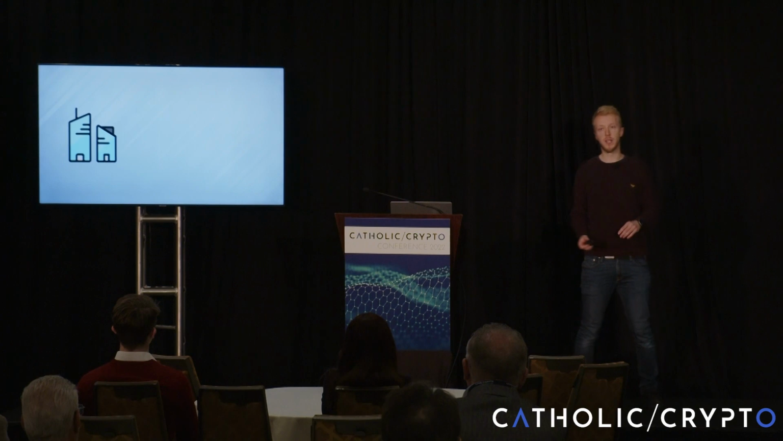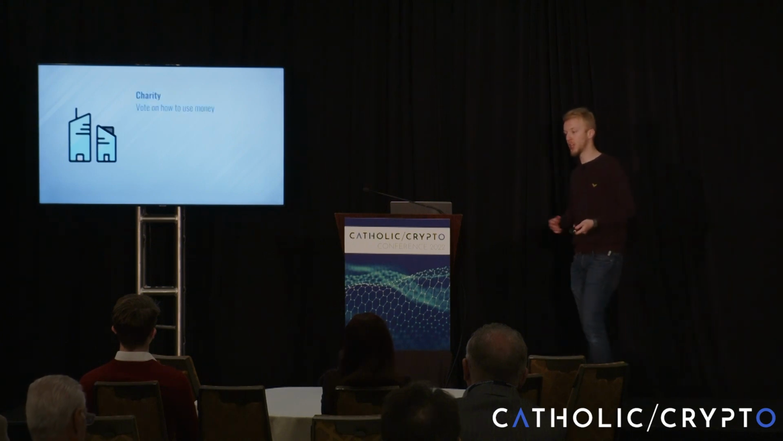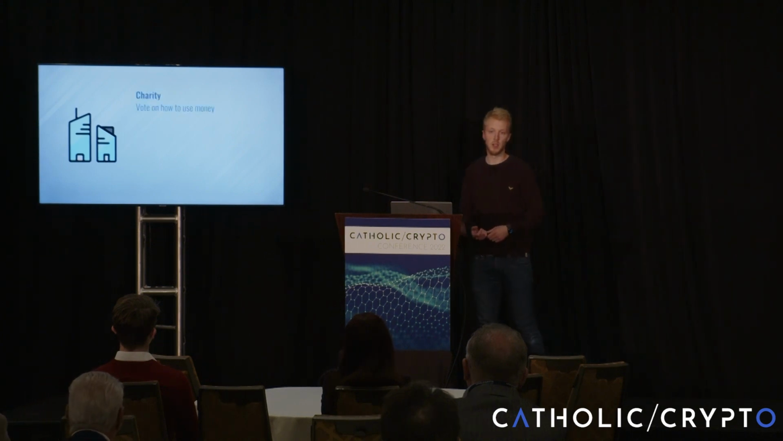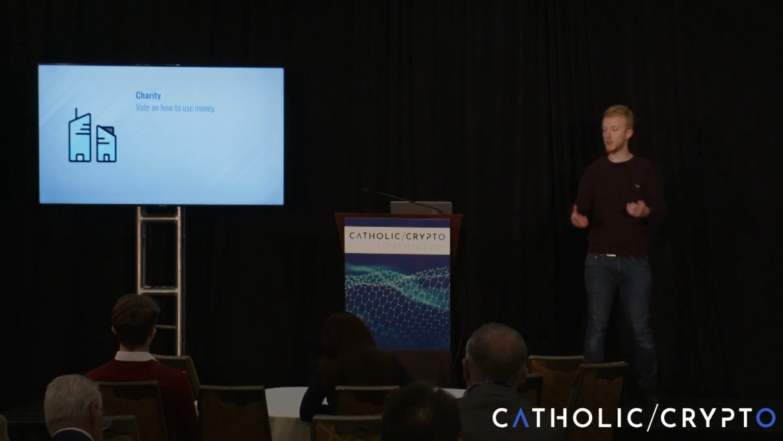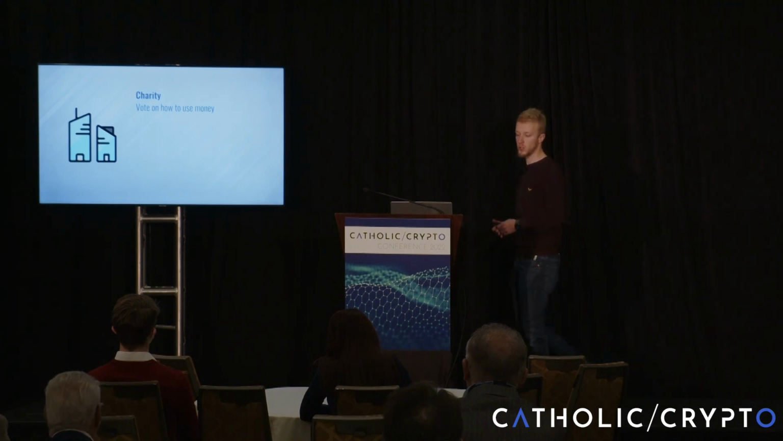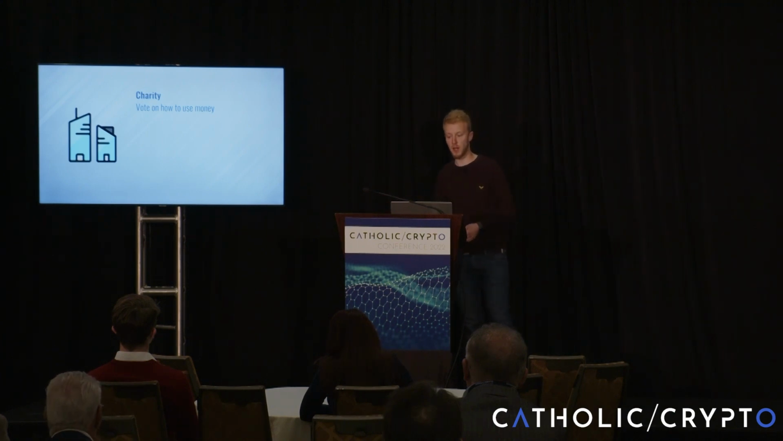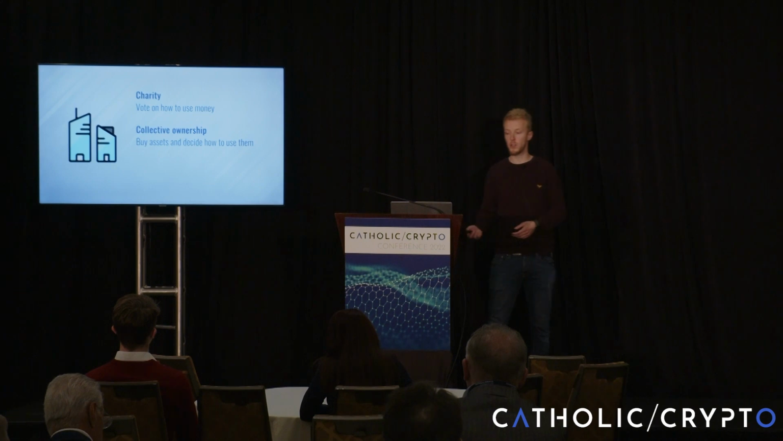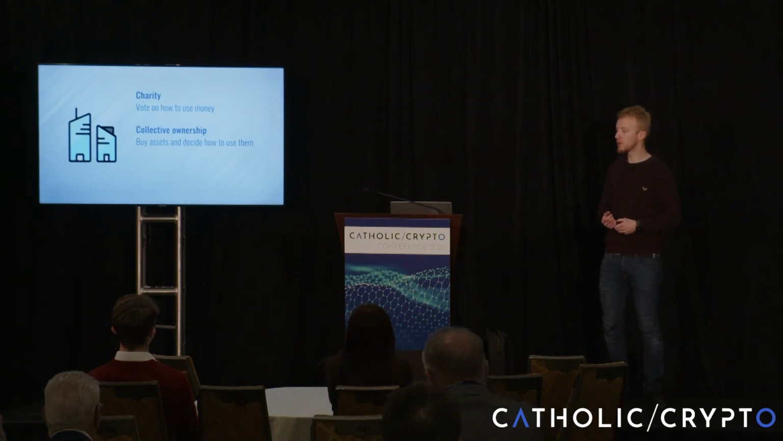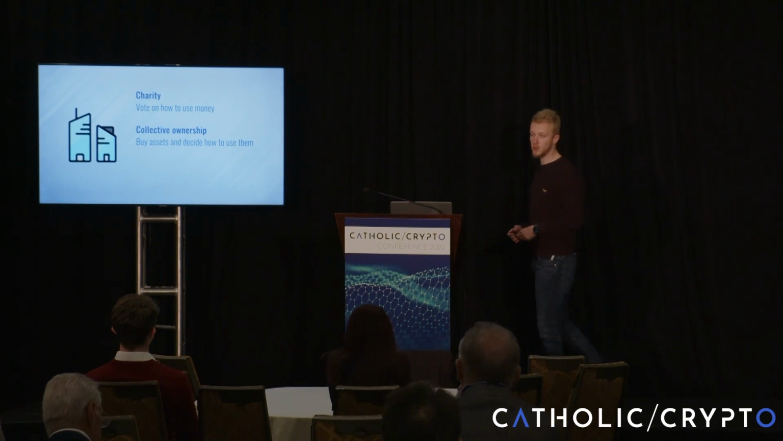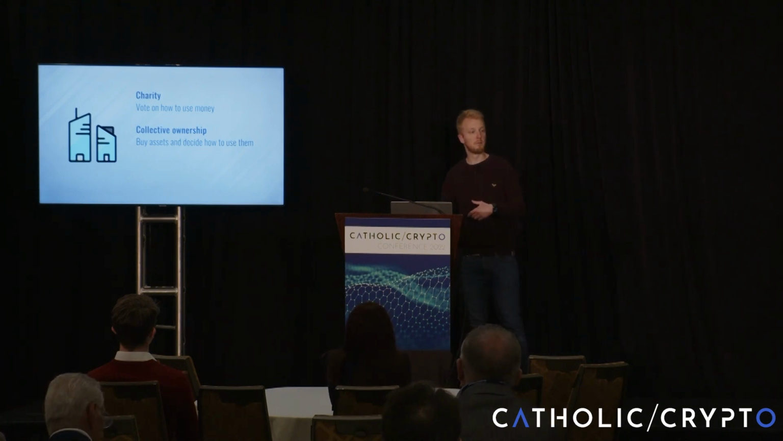So how can you use a DAO? Well, a charity could use a DAO, for example. You take all the donations that you receive, you put them into that smart contract, and then you let people vote on how you should use those funds, which projects to back or which equipment to buy. You could use it for collective ownership. You come together with a group of people, you pool together your money, and then you decide, for example, to buy a house and rent it out on Airbnb.